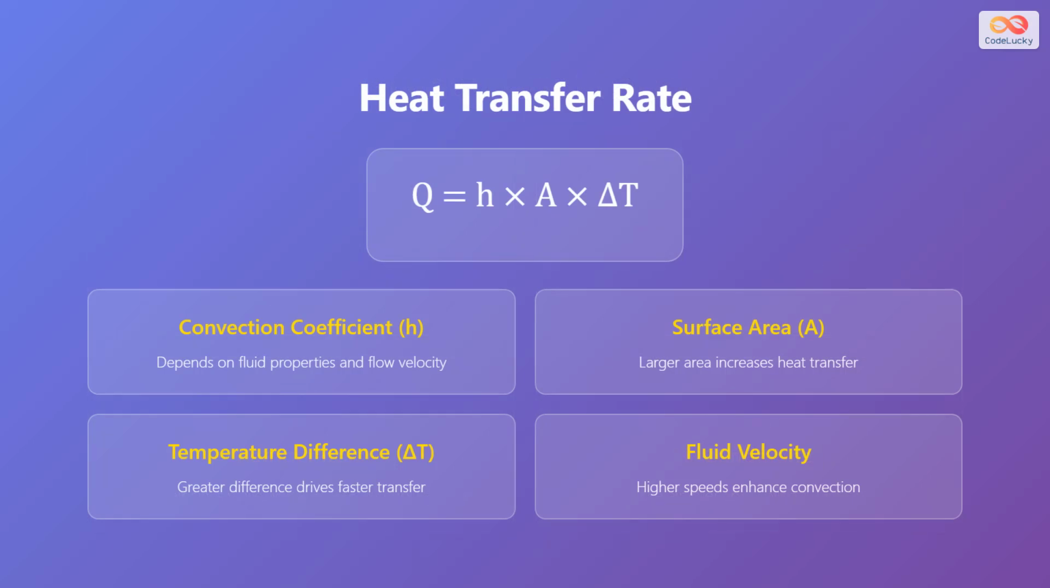The rate of heat transfer by convection is given by the equation Q = h × A × ΔT. Here, h is the convection heat transfer coefficient, which depends on the fluid's properties and how fast it's moving. A is the surface area through which heat is being transferred. Larger areas allow more heat transfer. ΔT is the temperature difference between the surface and the fluid. A greater difference drives faster heat transfer. Additionally, higher fluid velocity enhances convection by bringing fresh, cooler fluid into contact with the hot surface more quickly.